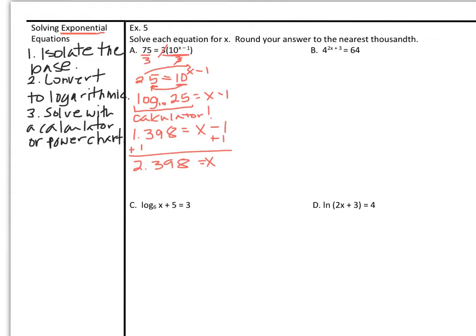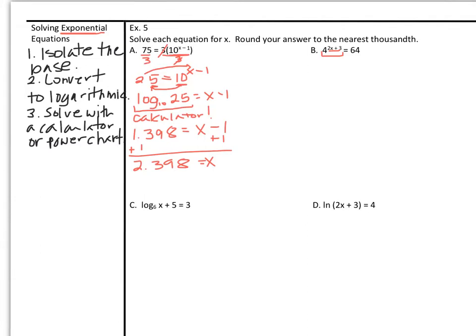Our next example is a little trickier. 4 to the 2x plus 3 power equals 64. Again, exponential because we have an exponent. The exponent is that entire thing right there. That means this whole left side is our base. Nothing's being added or subtracted or multiplied or divided to it, so step 1 is already done for us. The base is isolated.